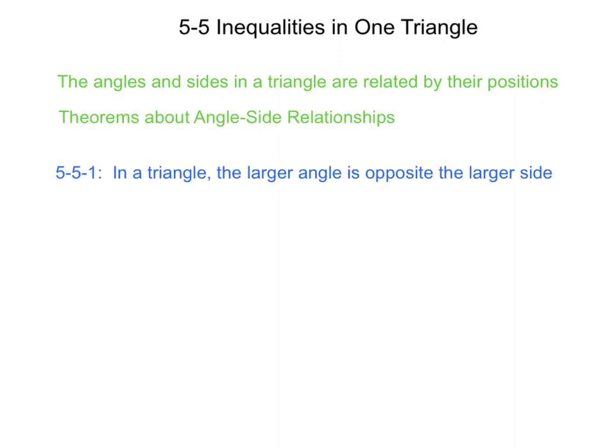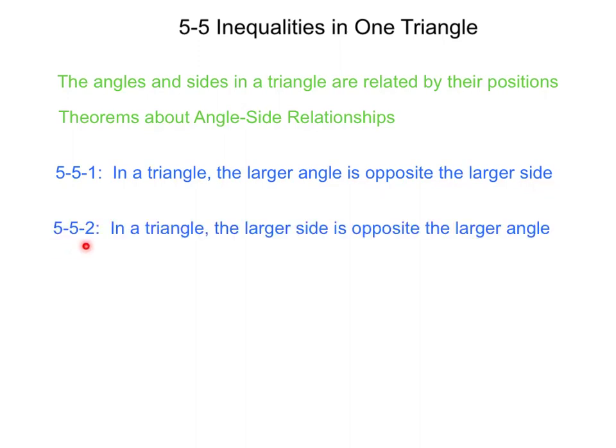Our first theorem is theorem 5-5-1, and it says that in a triangle, the larger angle is opposite the larger side. And that's all it says. And again, we'll look at this in just a second. Our next theorem, 5-5-2, says that in a triangle, the larger side is opposite the larger angle. These two theorems look very related. We only really have a few words that are interchanged, and that is because these theorems are incredibly similar.